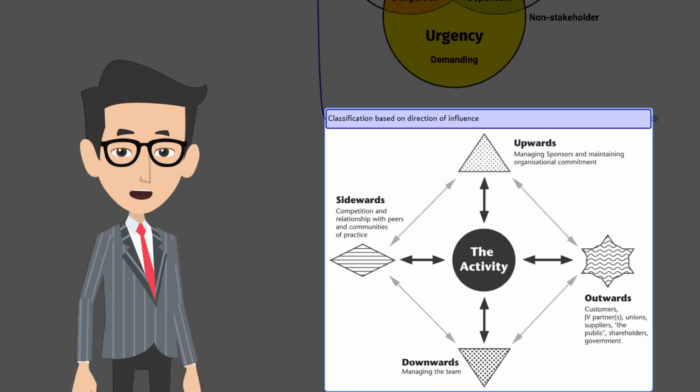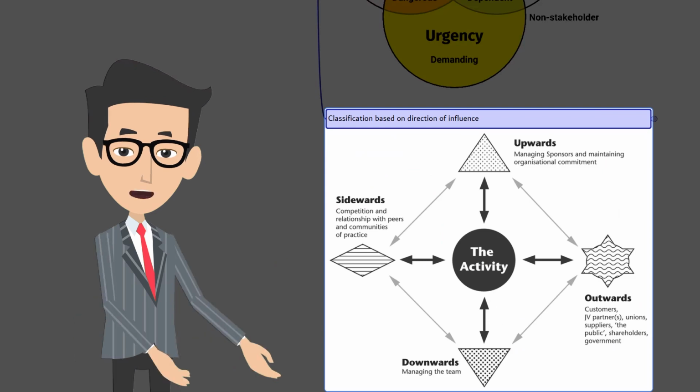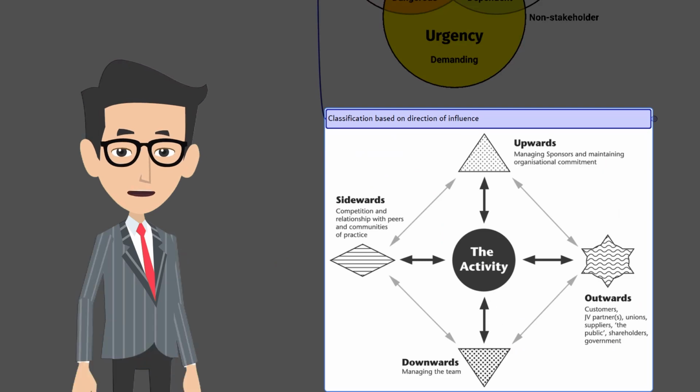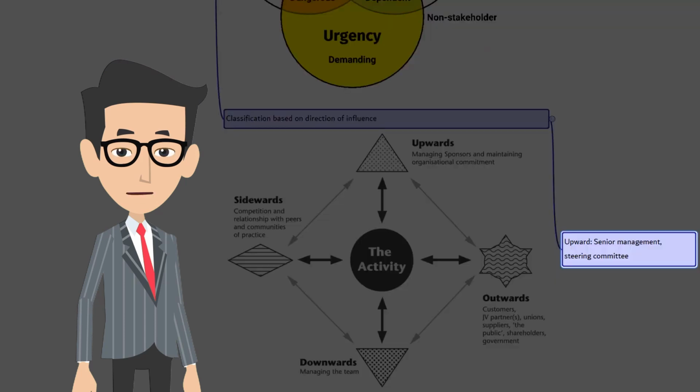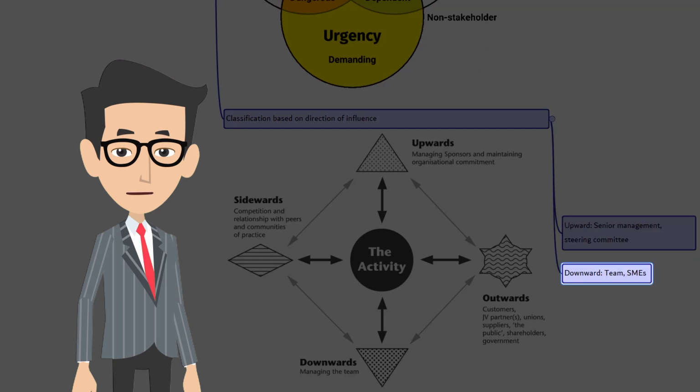Let's talk about direction of influence. This classifies stakeholders according to their influence on the work of the project or the project team itself. Stakeholders can be classified in many ways. Let's look at those. Upward. Here, we are talking about senior management of the performing organization or customer organization, sponsor and steering committees. Downward. Here, it's a team of specialists contributing knowledge or skills in a temporary capacity.